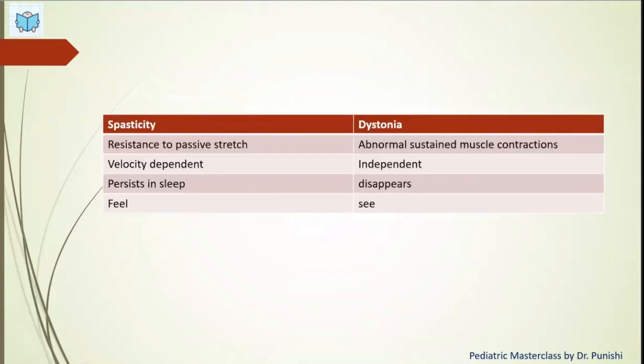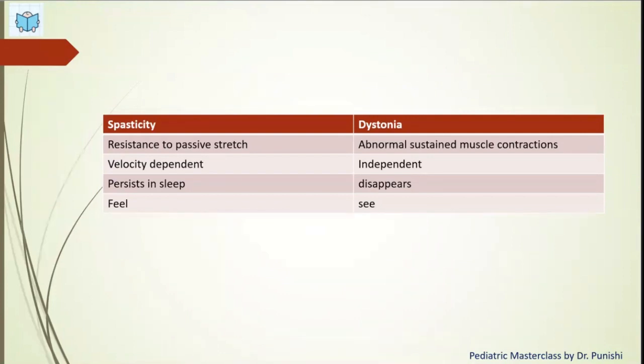Now, next question is, what is dystonia? And how do you differentiate spasticity from dystonia? Again, this is a commonly asked question. So spasticity, like we just discussed, is resistance to passive stretch, whereas dystonia is abnormal sustained muscle contraction.